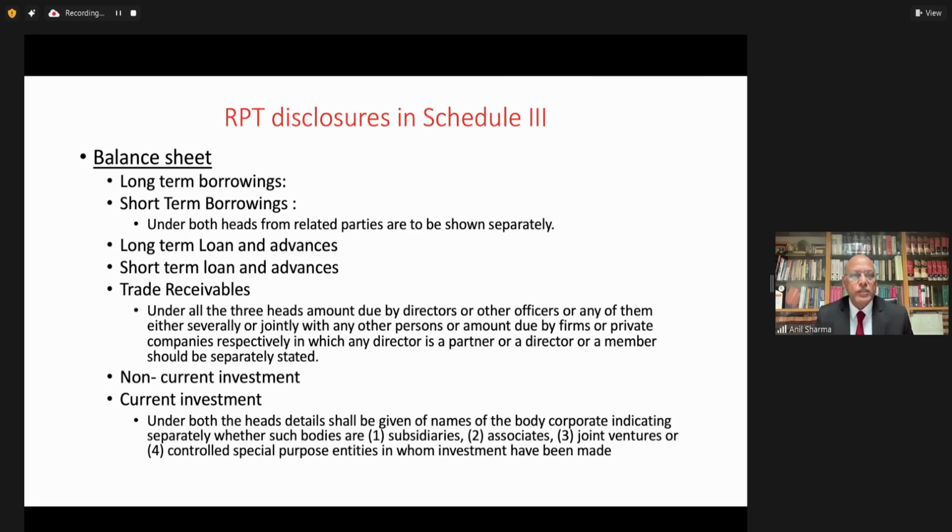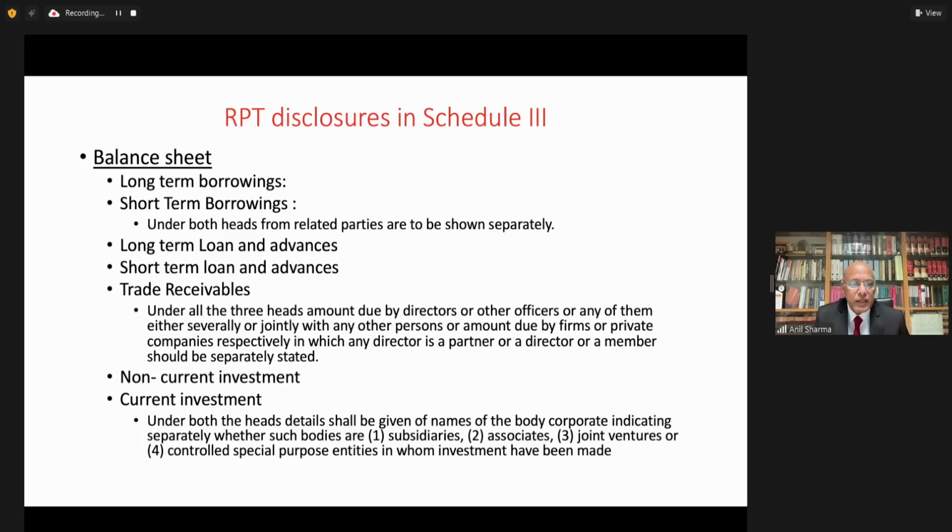Whether it is long-term borrowings or short-term borrowings, under both heads, if these loans and borrowings are taken from related parties, those are to be shown separately. Similarly, under long-term loans and advances, short-term loans and advances, and trade receivables, all three heads, amounts due by directors or other officers or any of them, either severally or jointly with any other person, or amounts due by firms or private companies respectively in which any director is a partner, director or member, should be separately stated. These are the requirements emerging from Schedule 3 itself.